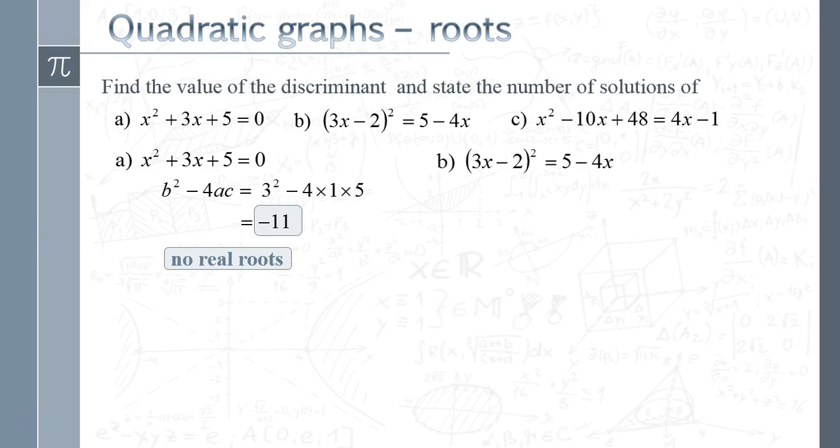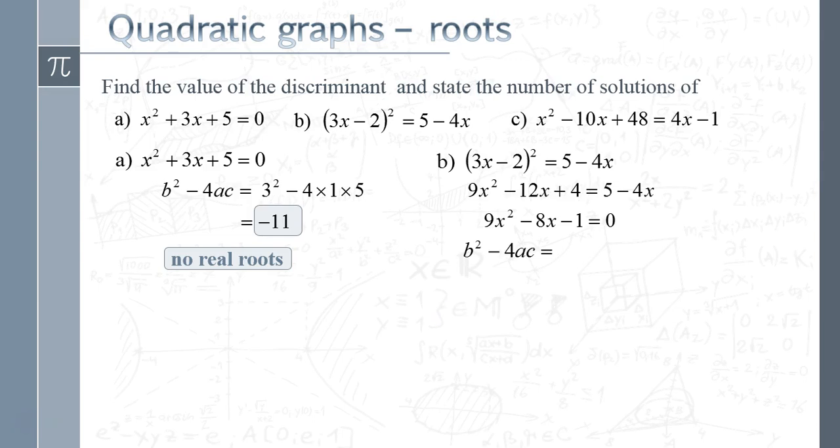In part B, we've got that equation. Now, I've said earlier that anytime you solve a quadratic equation, you've got to have it equal to 0. Exactly the same principle applies here. Before we can start doing the discriminant, we've got to get our equation equal to 0. So that means I'm going to have to do some multiplying out and some rearranging. So we've got 9x squared minus 12x plus 4 is the multiplied out version of 3x minus 2 all squared. Do a bit of rearranging. Now I've got it equal to 0, so now I can start working with the discriminant.